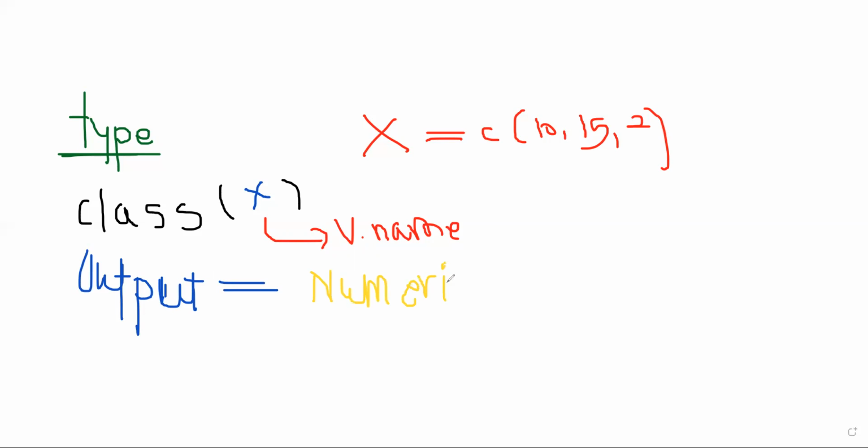So to find out which type of data is present in a particular variable, we use this command, class in brackets x. This much we have studied, and also how to write comments in R. For that we use the hash symbol. This much we studied in the previous video.